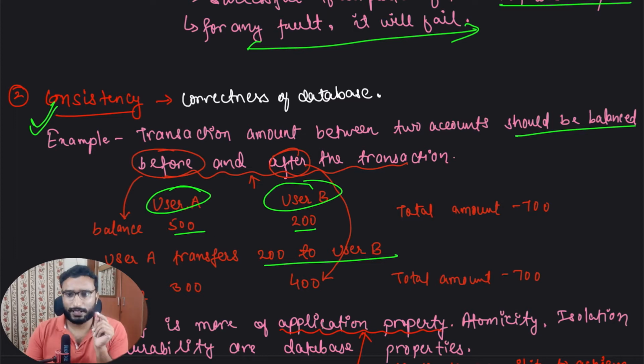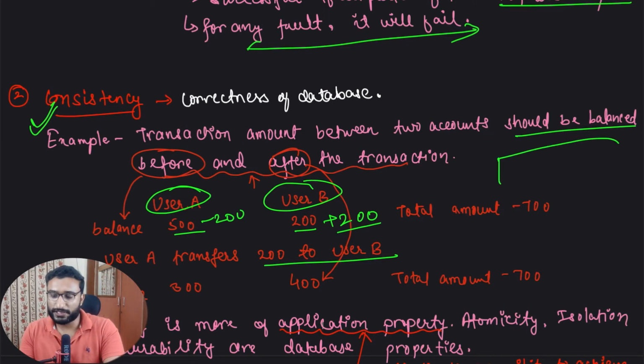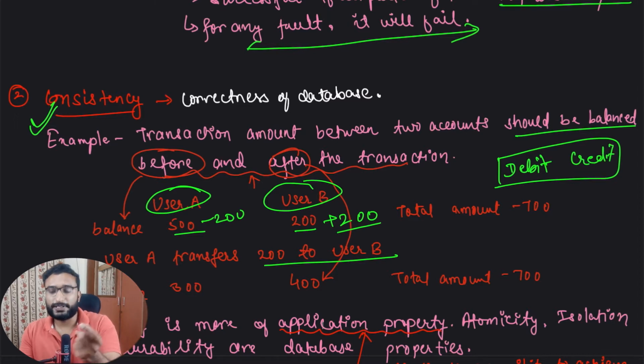So in this case, what will happen? You have to deduct basically 200 from this and then add 200 here. This is what we mean by transaction. When we say transaction, it is here part of two steps. ठीक है. Debit from one account and credit in another account. This is what we mean by transaction here.